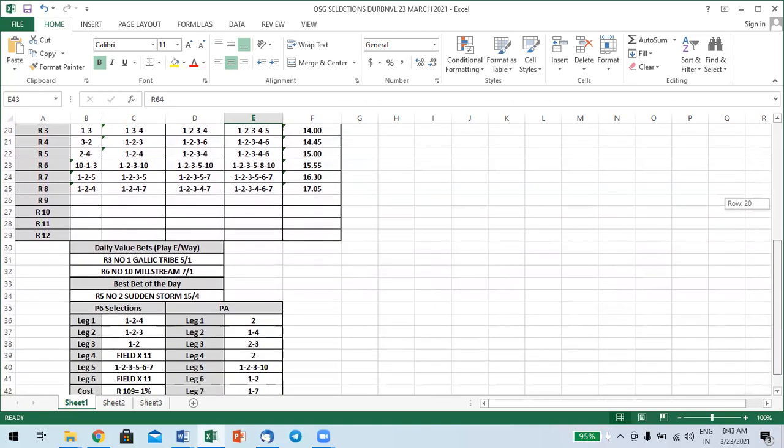Then here's my daily value bets and my best bet. Now, one of my customers, I'm not going to mention his name, sent me a copy of the ticket. A few weeks ago, he took my two value bets, of which one was Fred at 16-1, and then also the best bet of the day. And he played it all to come for 100 Rand, and that paid 25,000 Rand.